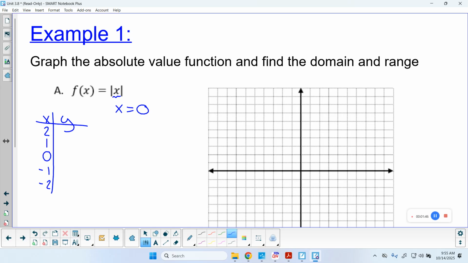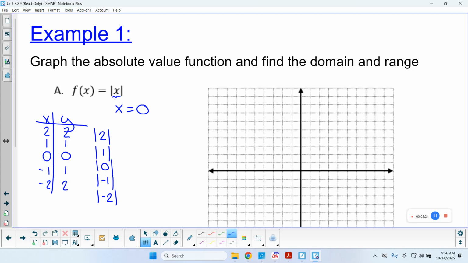Once we have the x values, we will then take each x value and plug it back into our original function. Since it's just the absolute value of x, if we plug 2 into x, it'll be the absolute value of 2. The absolute value of 2 is 2. If we plug 1 into x, the absolute value of 1 is 1. If you plug in 0, absolute value of 0 is 0. If you plug in -1, absolute value of -1 is +1. And if you plug in -2, absolute value of -2 is +2.